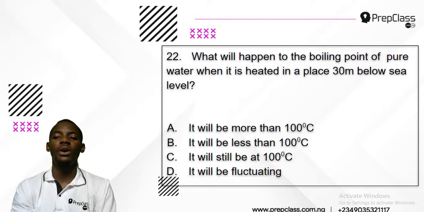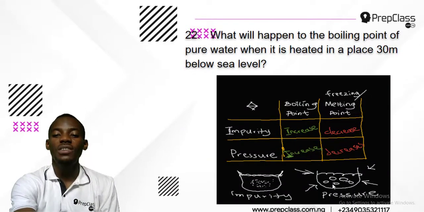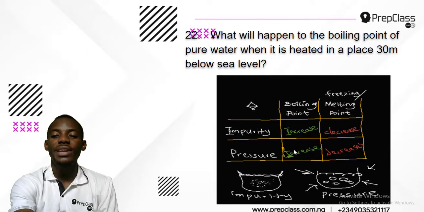What will happen to the boiling point of pure water when it is heated in a place 30 meters below sea level? Now, many students understand a lot about this. If you boil water on the mountain, you know that it is at higher pressure, right? On the mountain, there's higher pressure, and pressure increases what? Boiling point. Pressure causes boiling point to increase, but it also makes what?